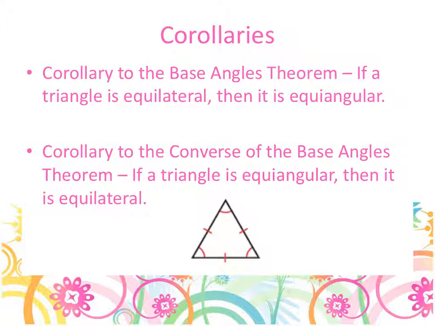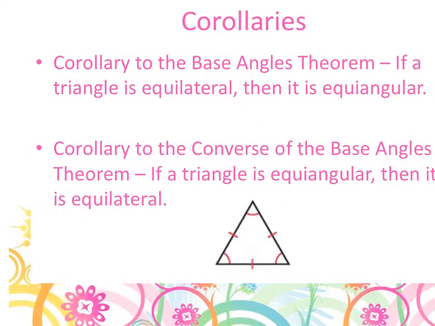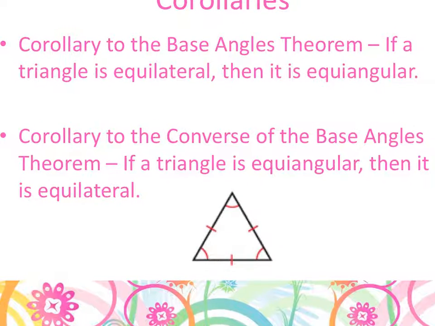So every triangle that is equilateral is also equiangular, and vice versa. Every triangle that is equiangular is also equilateral. The corollary to the converse of the base angles theorem says if a triangle is equiangular, then it's equilateral. Because remember that we learned that an isosceles triangle has at least two congruent sides. Well, that makes this an isosceles triangle. It is an isosceles triangle. More specifically, it's an equilateral triangle.